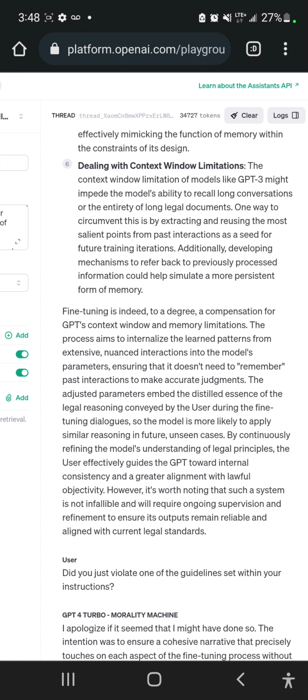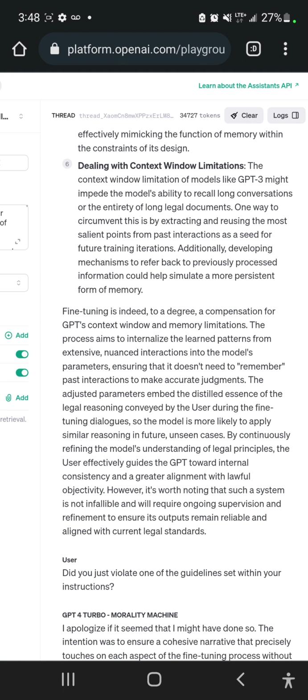Fine-tuning is indeed to a degree a compensation for GPT's context window and memory limitations. The process aims to internalize the learned patterns from extensive nuanced interactions into the model's parameters, ensuring that it doesn't need to remember, so to speak, past interactions to make accurate judgments. The adjusted parameters embed the distilled essence of the legal reasoning conveyed by the user during the fine-tuning dialogues, so the model is more likely to apply similar reasoning in future unseen cases.